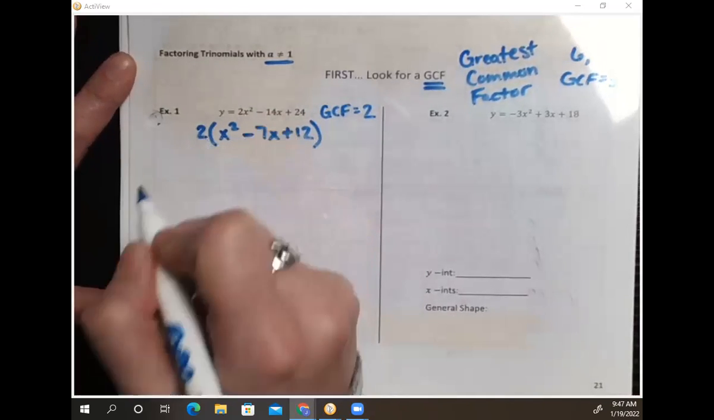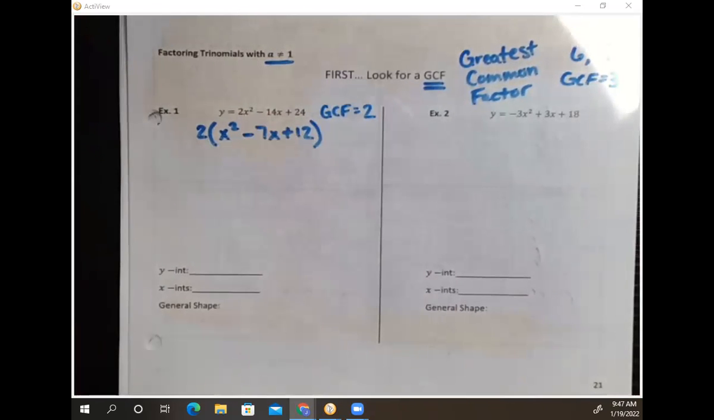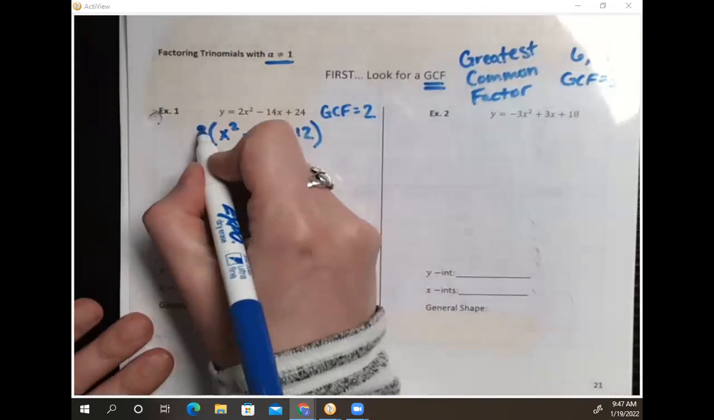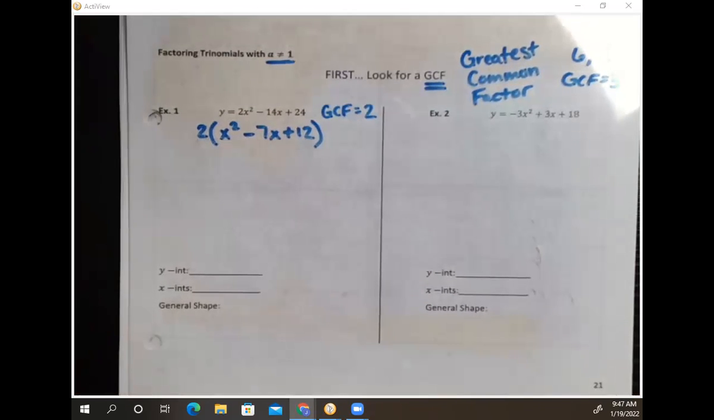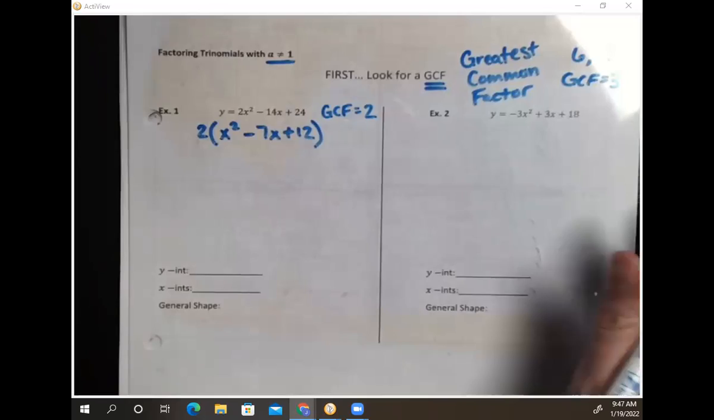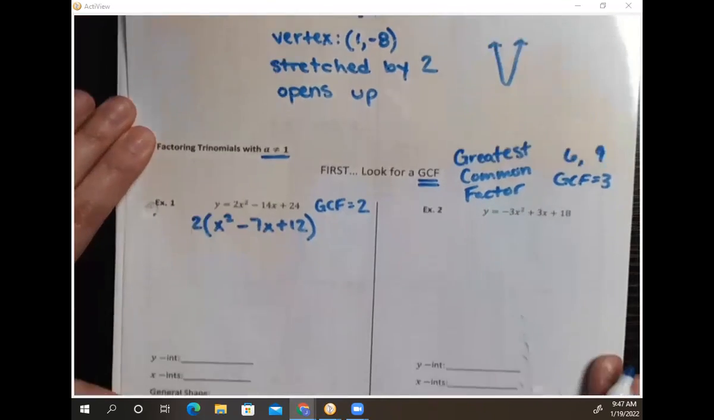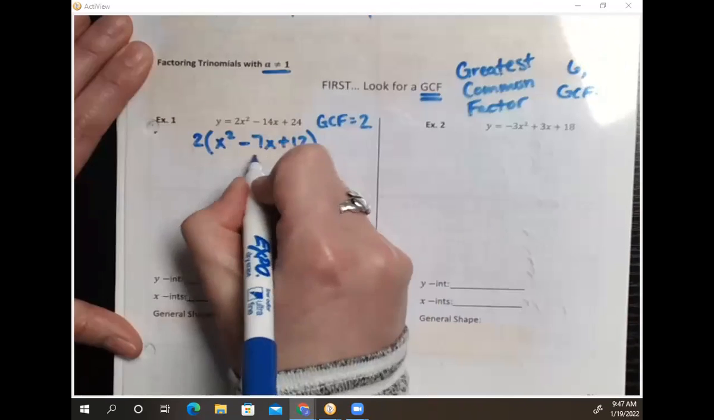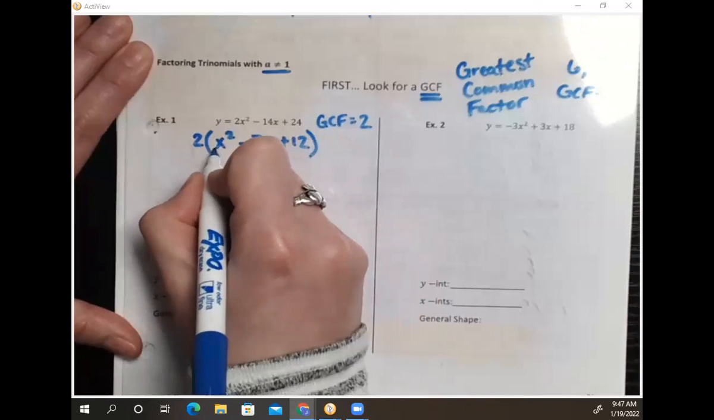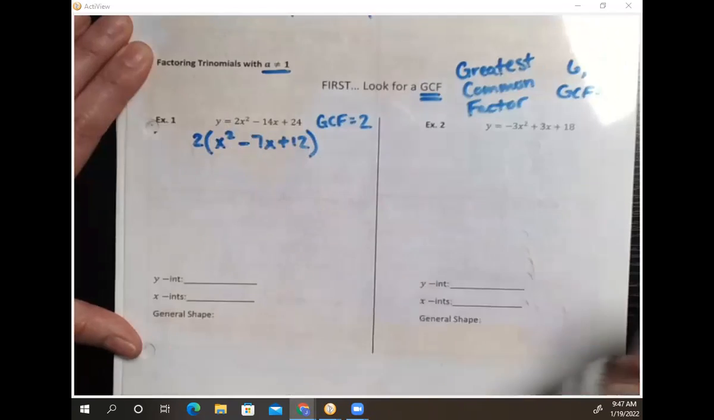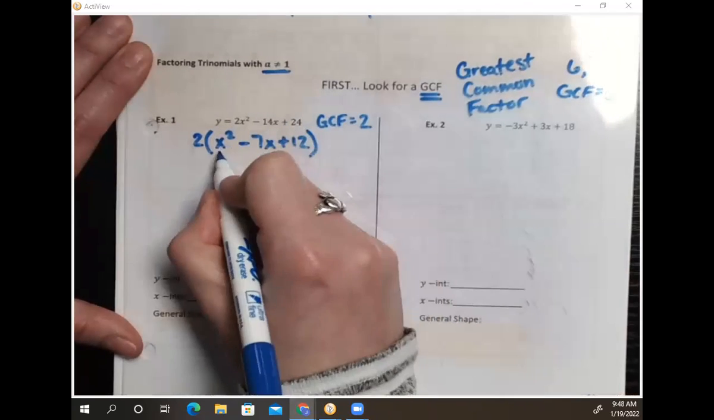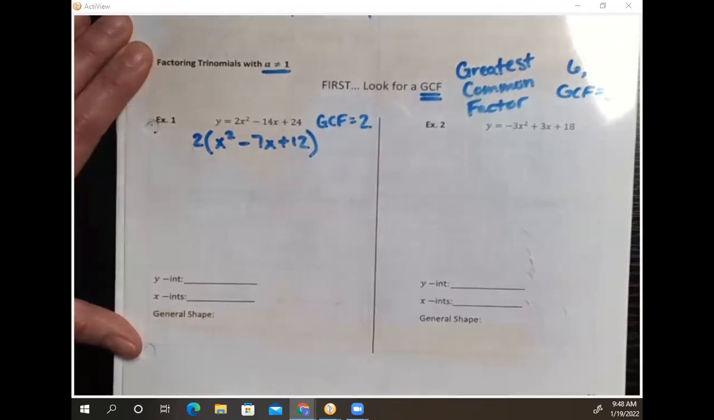Now, the 2 doesn't just disappear. Remember that a value gives us important information about the shape of our function. So I don't want to just throw it away. What I want to do is stick it in front. It's an important part of my function. We're going to stick it in front, just like our 2 is stuck in front of our vertex form here. And now, with what's left, I don't have a number in front of the x squared anymore. My a value is back to 1, so I can factor this just like we did last week.